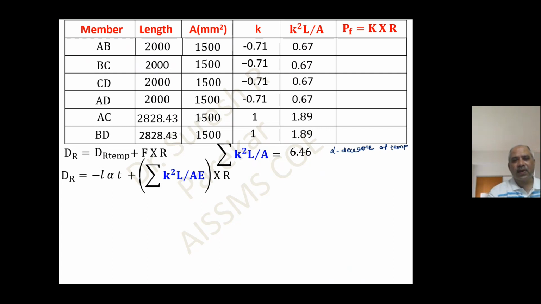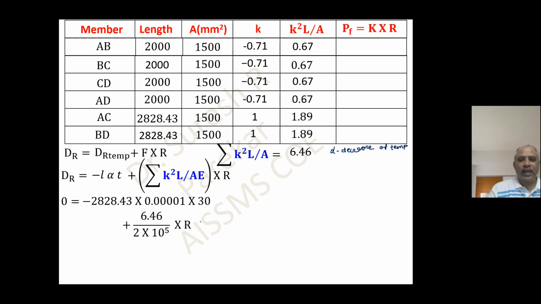Then plus K square L upon AE into R. Now we have 0, L of member BD, so we have the minus sign already. L is 2828.43, alpha is 0.00001, into 30 for the fall of temperature, plus K square L upon A, which is 6.46 upon 2 into 10 raised to 5, into R. When we solve this, we get R equal to 26.27 into 10 raised to 3 newton, so 26.27 kilonewton. Once we know R, we can find the other values.